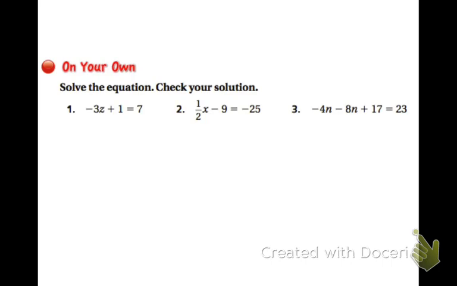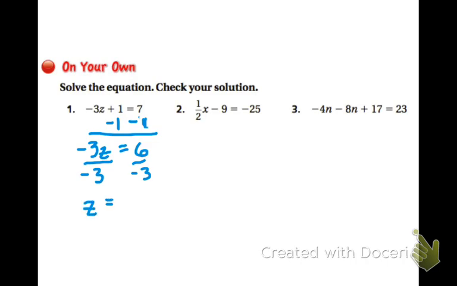In the first one, I can see that z is being multiplied by negative 3 and added by 1. I would subtract 1 from both sides. And then finally, divide by negative 3. So that I could get that z is equal to negative 2. And then if I substitute that in, I can solve it and see that it is true.